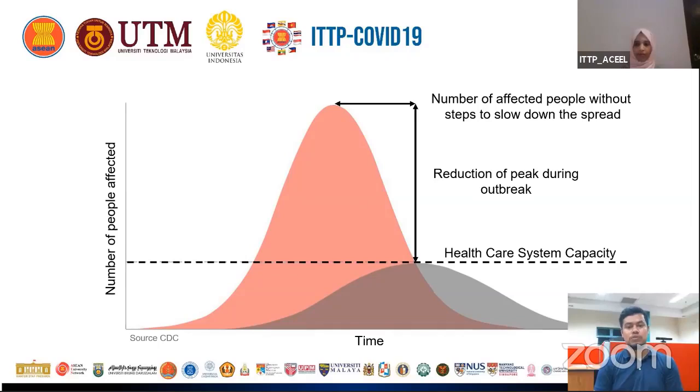This graph shows the number of affected people over time, where X represents time and Y represents the number of people affected at a given time. And the dashed line represents the available healthcare facility. Social distance plays a vital role in slowing down the spread.